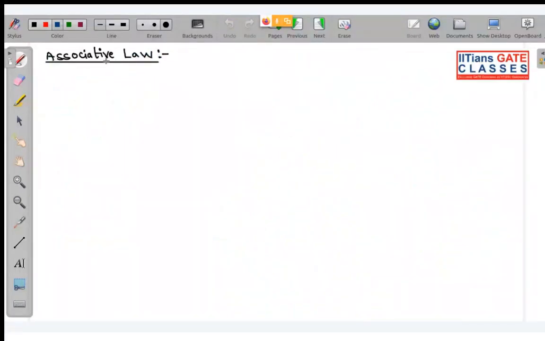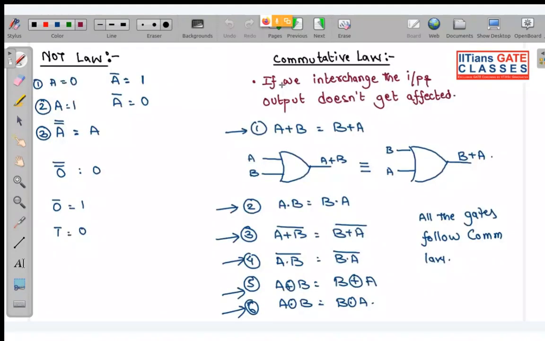Now next is what? Associative law. So what do you mean by associative law? Can anyone tell me what is associative law? Sir, can you please go to the previous slide for 1 second? Yeah. Thank you. So what do we mean by associative law? Anyone want to say what is associative law?